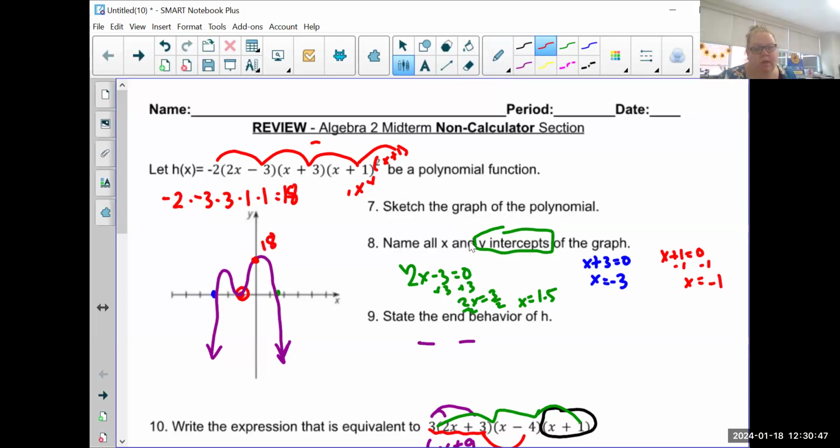And then I'm done. I've named all the x-intercepts. Oh, y equals 18. Right, so there's all my x-intercepts, there's my y-intercept, and then number 7 is to sketch the graph, which I did right there.